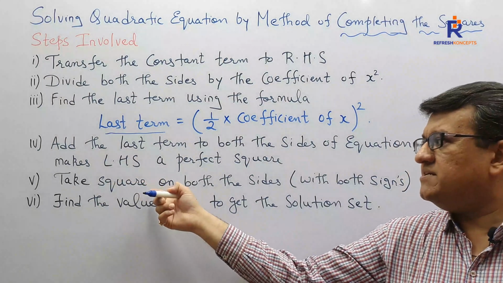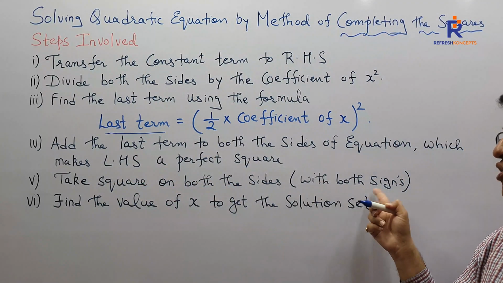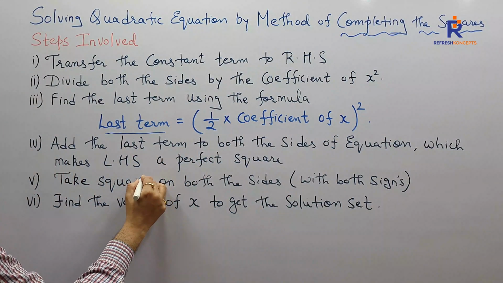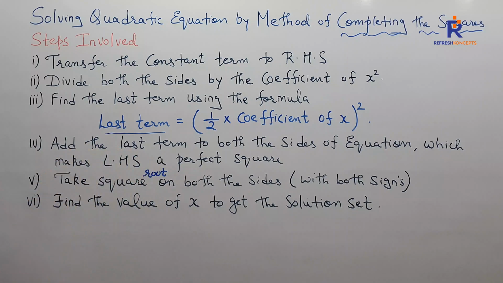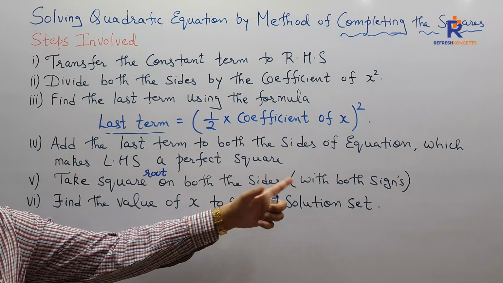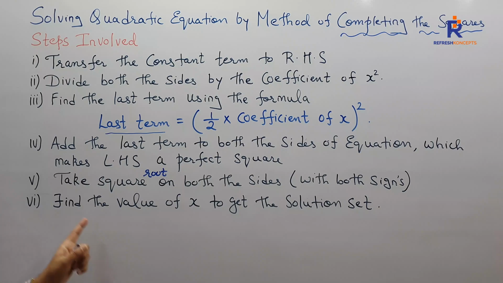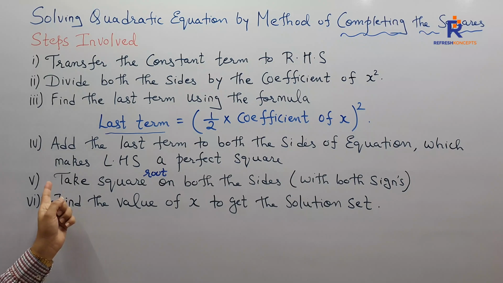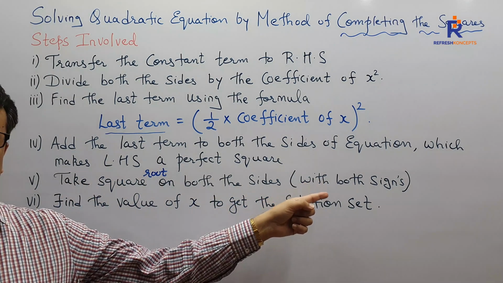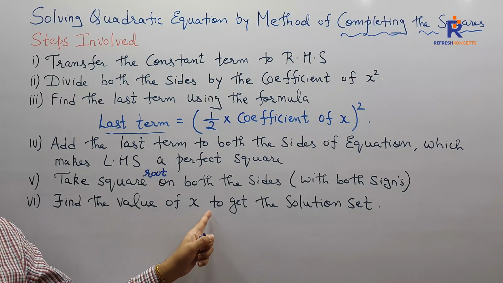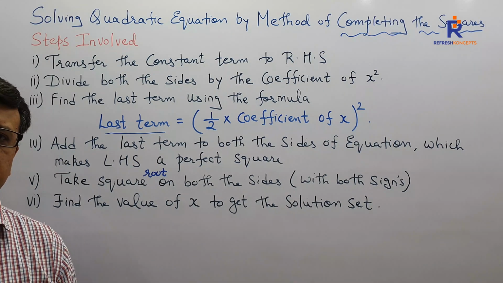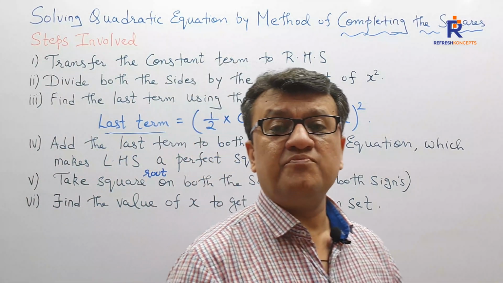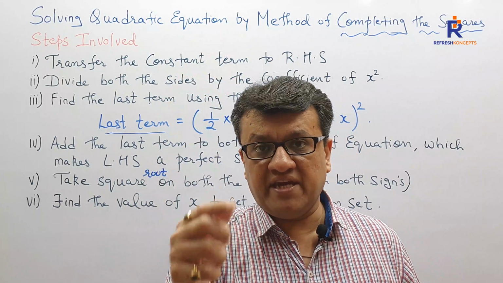Next step, take square root on both the sides with both the signs. Find the value of x to get the solution set. Once again, we have to memorize it. We have to memorize these steps in an orderly way.